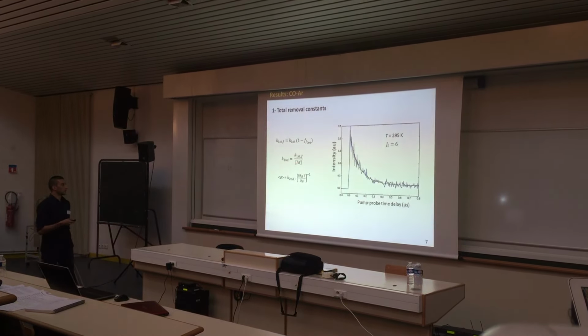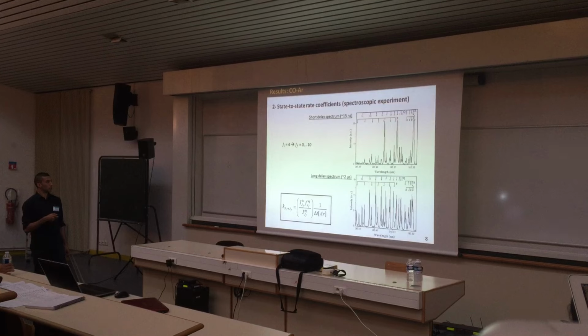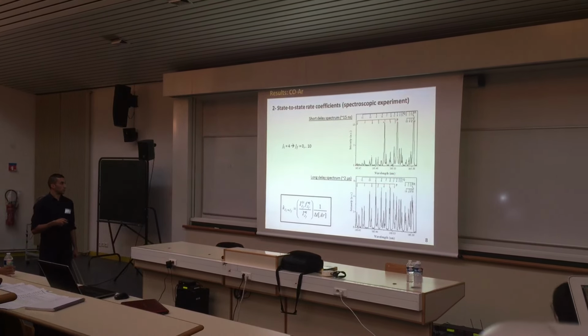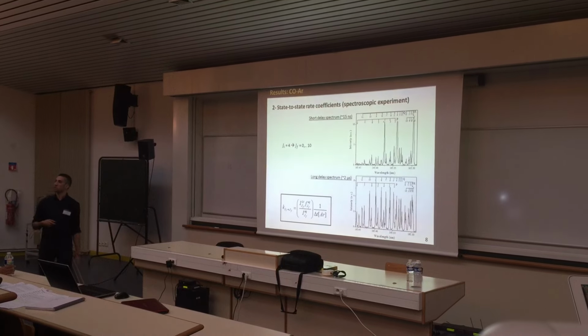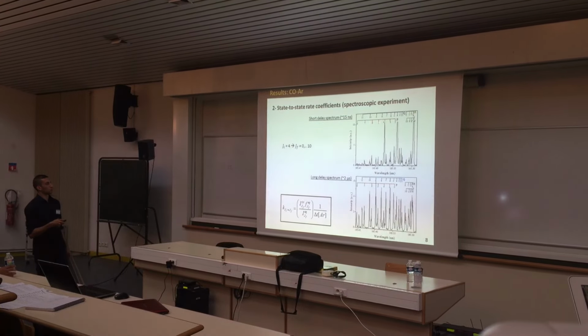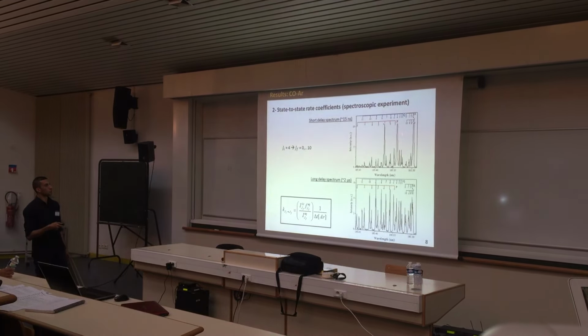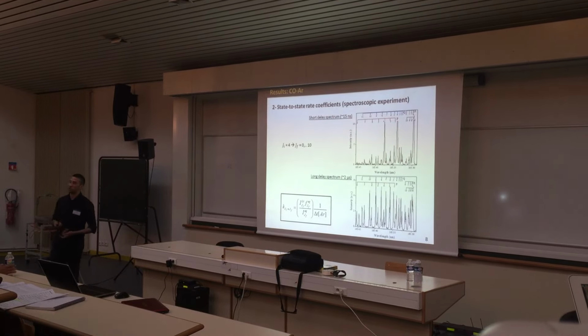So we also perform state-to-state rate coefficient measurements. To do that, we record mainly two different kinds of spectra: a short time delay spectrum and a long time delay spectrum. For the short time delay spectrum, we pump the population to an initial rotational state, here J equal 4. Most of the population is in J equal 4, and here are the transitions corresponding to final rotational states, which are still not well populated at this time delay.